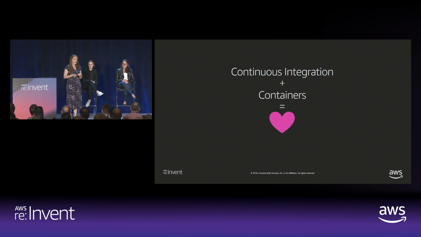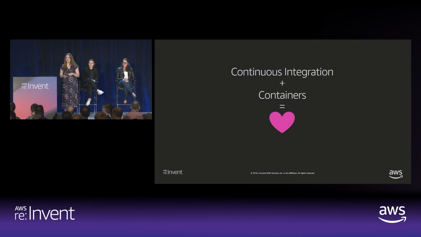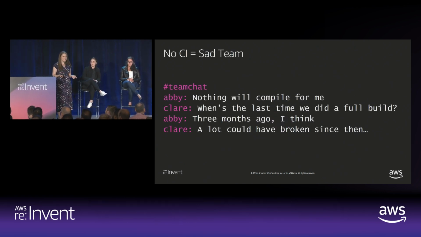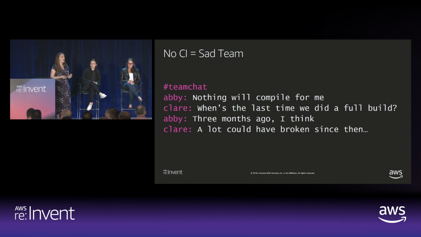continuous integration and containers. So for a long time, we didn't have continuous integration. We were kind of in the dark ages of our industry. And so what would happen on these teams was they would spend a bunch of time working on their own code, on their own branch, never integrate together, and then all of a sudden it's time for the annual release or the quarterly release, and nothing works together.